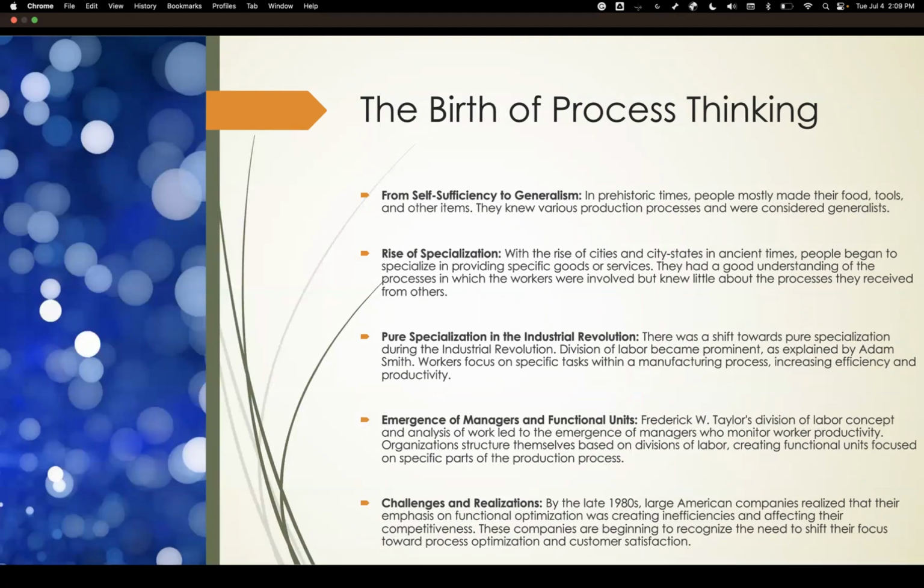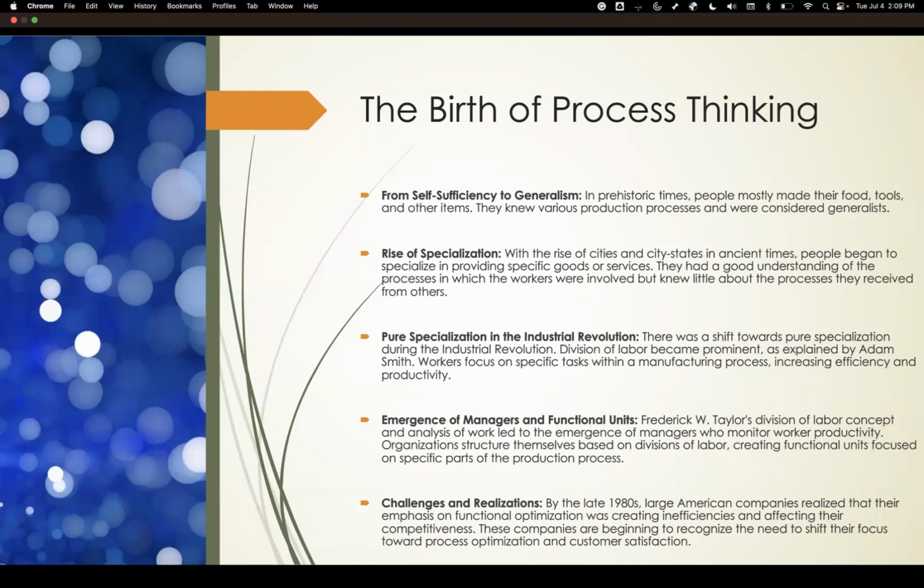Rise of specialization. With the rise of cities and city-states in ancient times, people began to specialize in providing specific goods or services. They had a good understanding of the processes in which the workers were involved, but knew little about the processes they received from others.